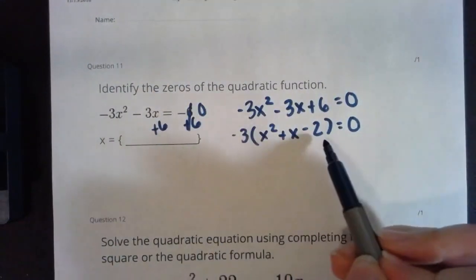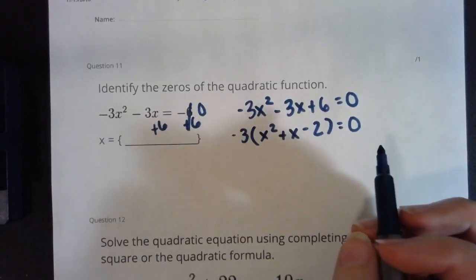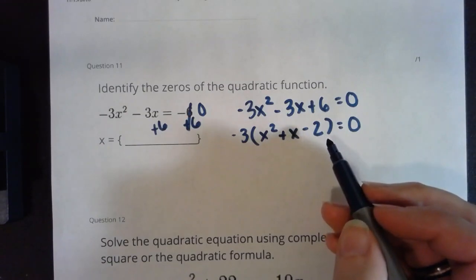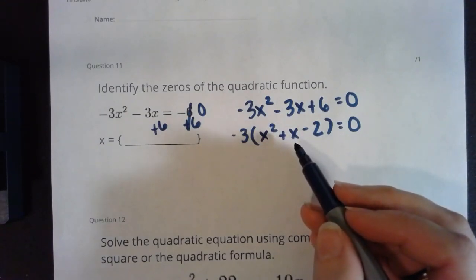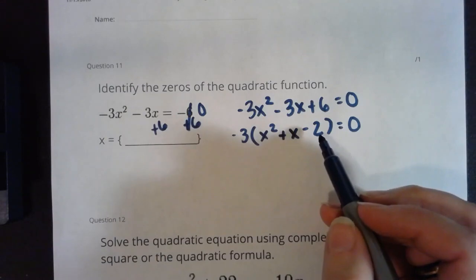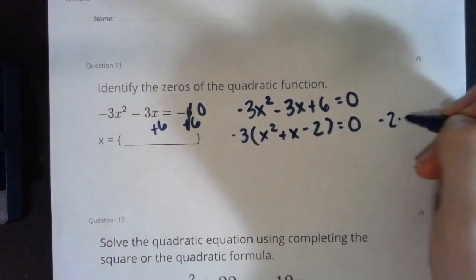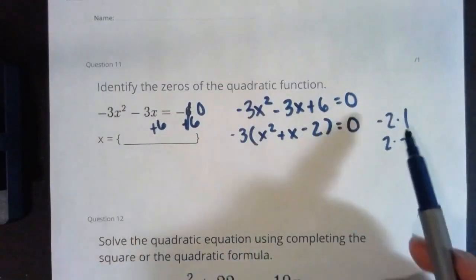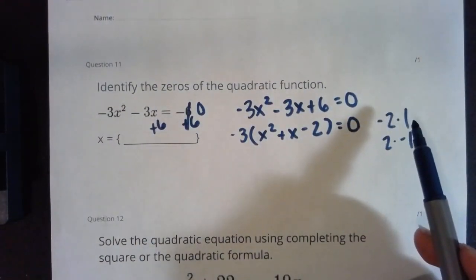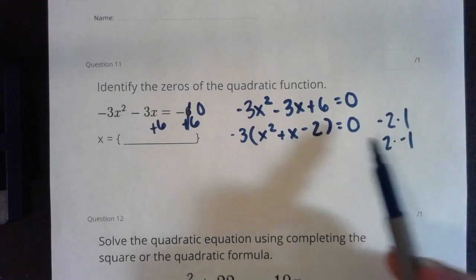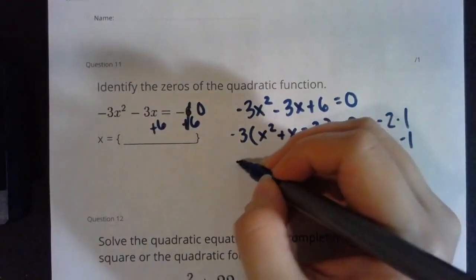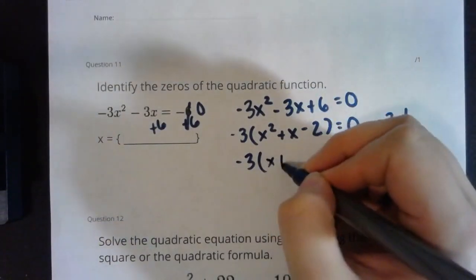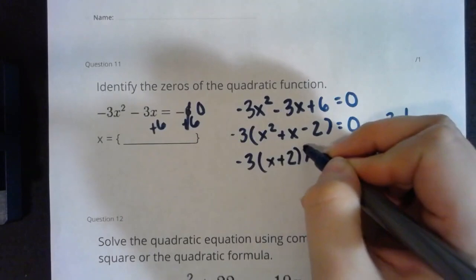So then to factor this trinomial, it's just a basic trinomial for me to factor. I'm trying to see what multiplies to give me negative 2 and adds to give me positive 1. So my only options here are negative 2 times 1 or 2 times negative 1. Well, negative 2 plus 1 is negative 1, and 2 plus negative 1 is positive 1. So it factors into negative 3 times x plus 2 times x minus 1.